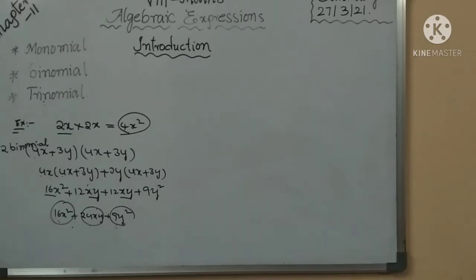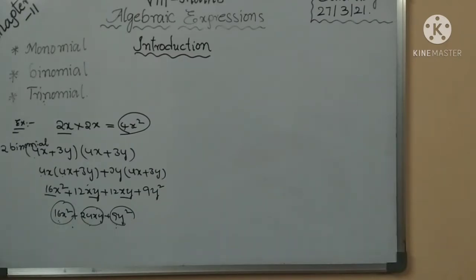Now, in carrying out the multiplication of any algebraic expression with another algebraic expression, monomial or binomial or trinomial, we multiply term by term. Every term of one expression is multiplied by every term of the other expression. For example, two monomials multiplied give a monomial. Two binomials multiplied give a trinomial, like that. Understand, children?